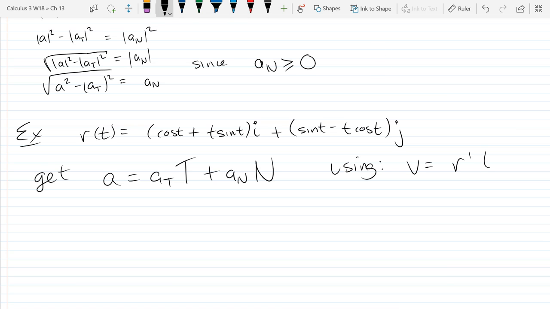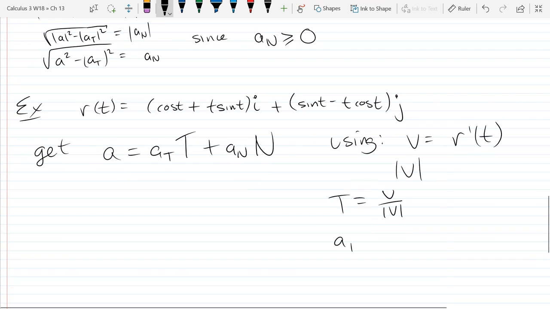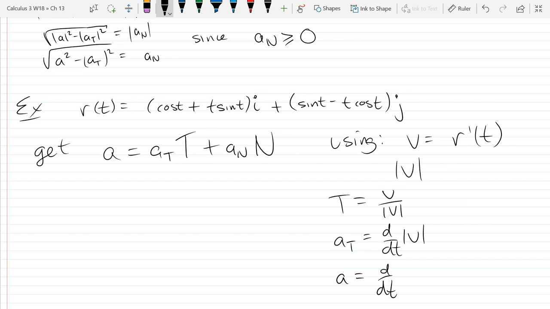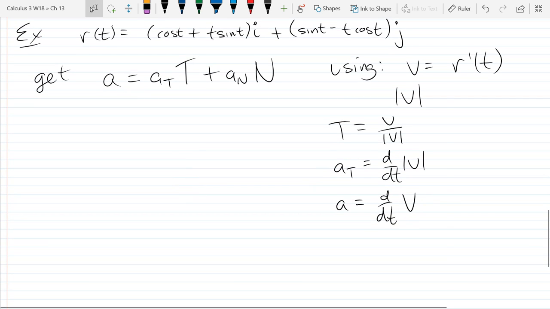So V is r prime of t. You probably need to find the magnitude of that. And then T is V over magnitude V. A little t, we wrote this down just a few minutes ago, but it's the t derivative of the magnitude of the velocity. Regular A is actually the easy thing to compute. d over dt of V, it's just the derivative of velocity. Magnitude A, just the magnitude of that.